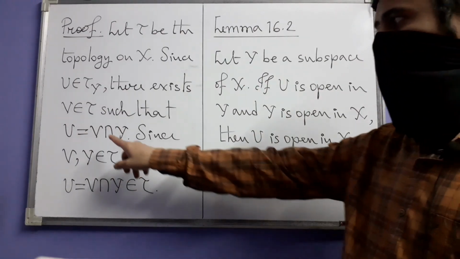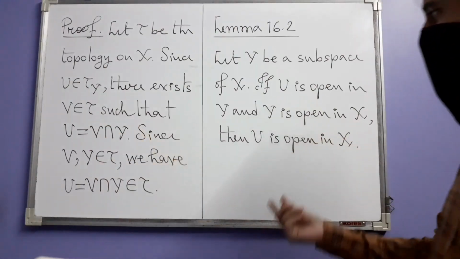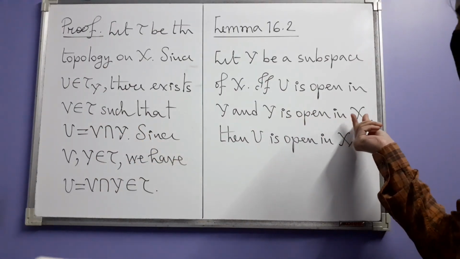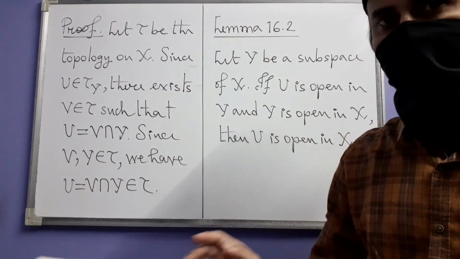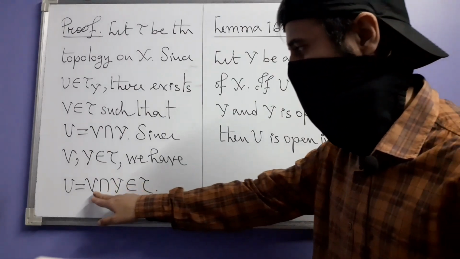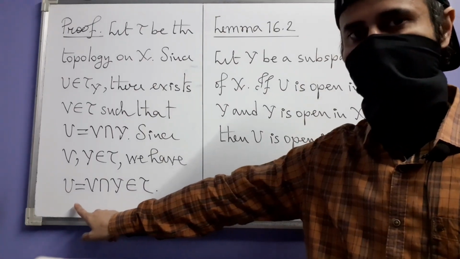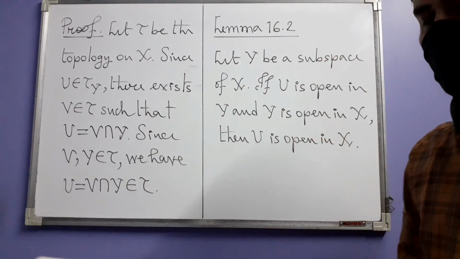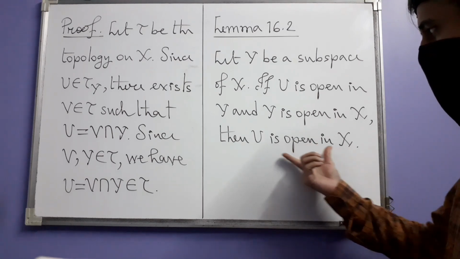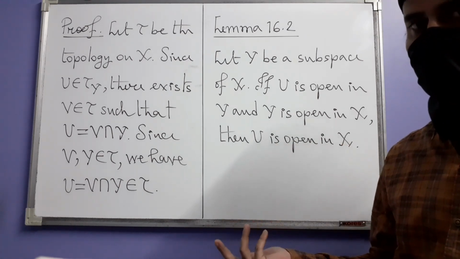Now what do we know about V and y? We already have said that V belongs to tau, and it's also given that y is open in X. That means y also belongs to tau, and because tau is a topology, their intersection is again in tau, which is nothing but U. And the fact that U is inside tau as an element is just expressed in words like this, that U is open in X. So there the proof ends.